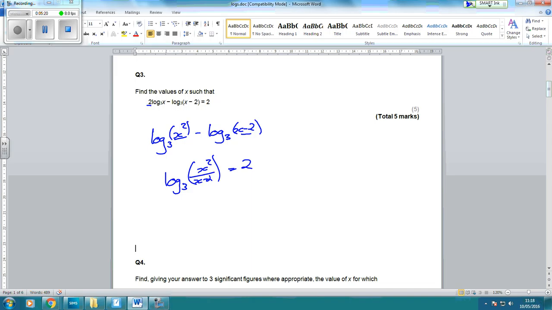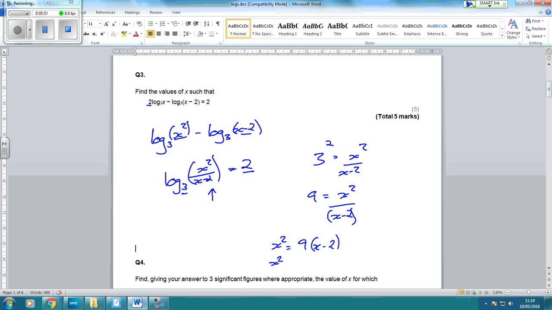Now again, the first lesson that we ever did with logs, this means that 3 to the power of 2 equals whatever this thing is. So 3 to the power of 2 equals x squared over x minus 2. So 3 to the power of 2 is 9. So 9 equals x squared over x minus 2. We're then going to bring this up to the other side. So we've got x squared equals 9 lots of x minus 2.